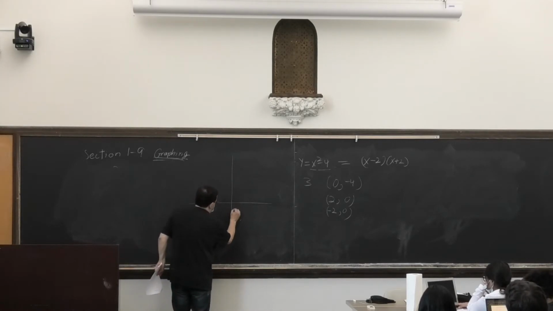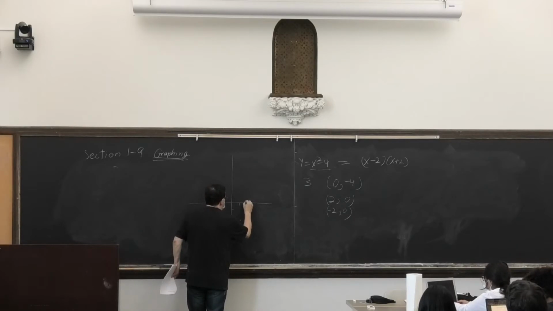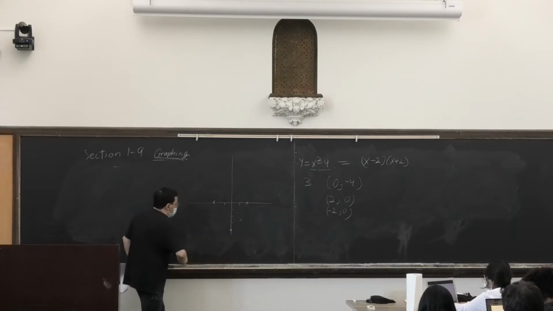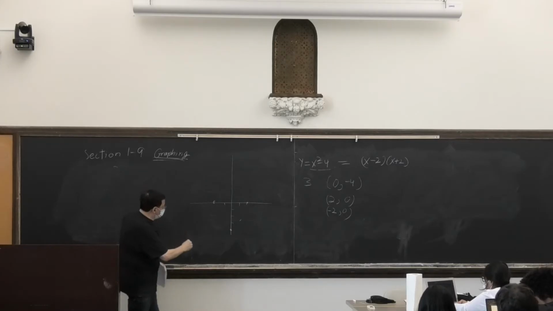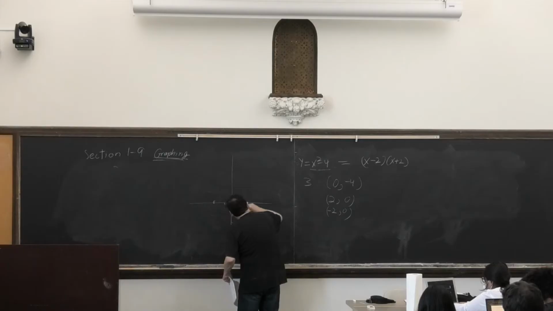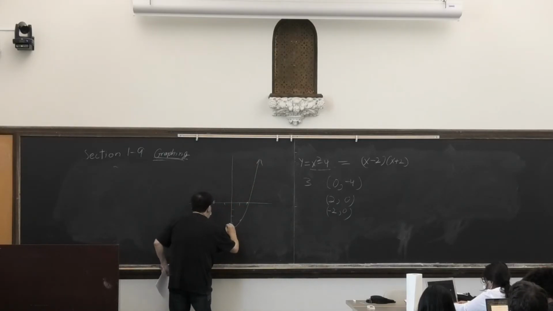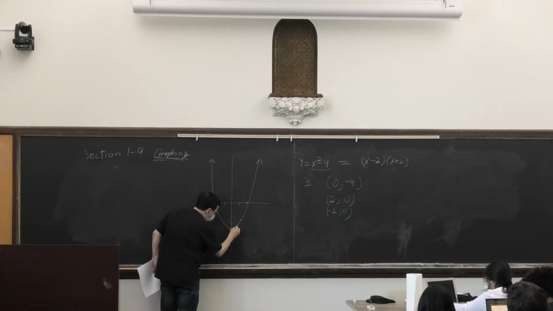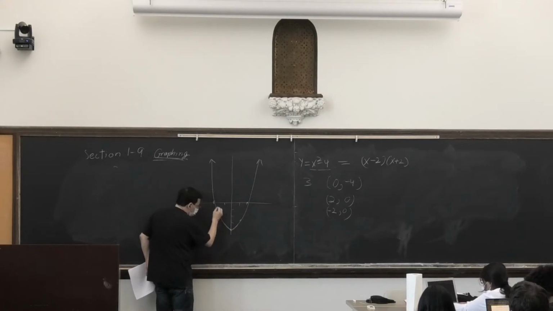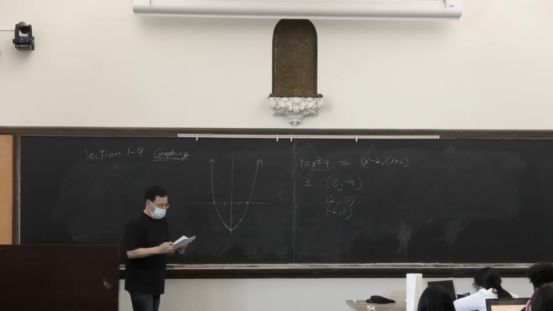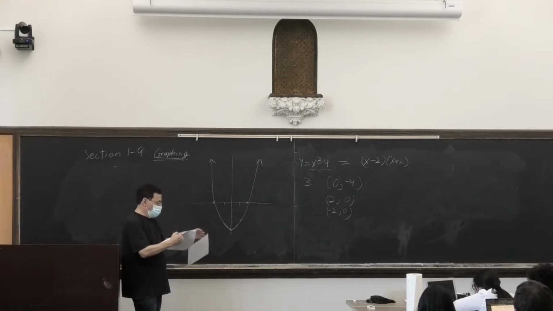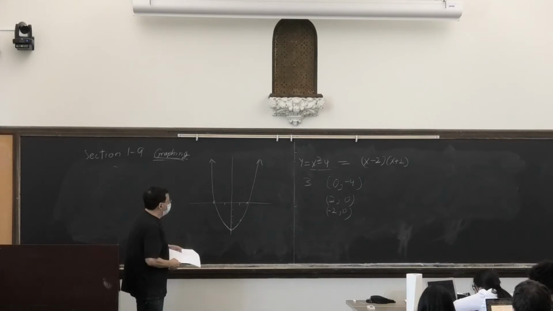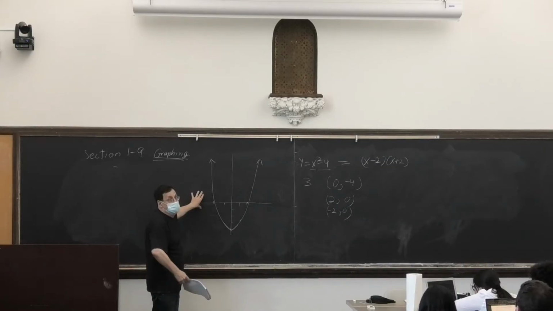So let's go for it. We've got (0, -4), (2, 0), and (-2, 0). If you're doing this by hand, it's an opportunity to show your artistic talent. You get a perfectly symmetric parabola. Probably should look a little smoother down here. It's not an art class, so it's not going to be graded on your artistic ability. All right, so that's how we could graph some parabolas.